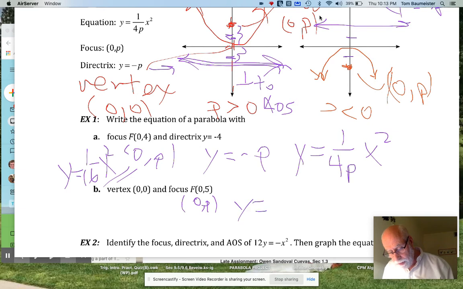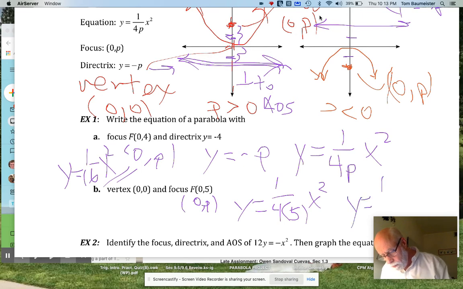So if I just plug it into that formula, it's 1 over 4 times 5 x squared. And when I work that out, I will get that it equals 1 over 20 times x squared. Okay?